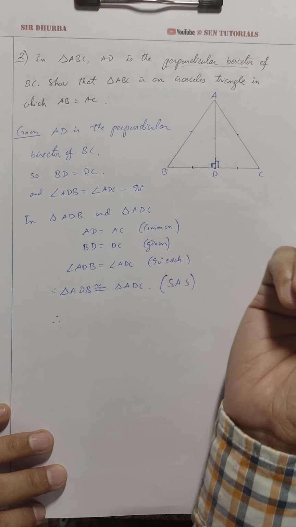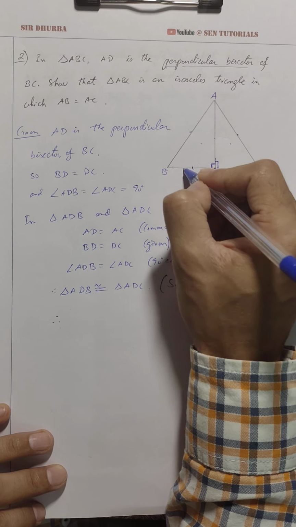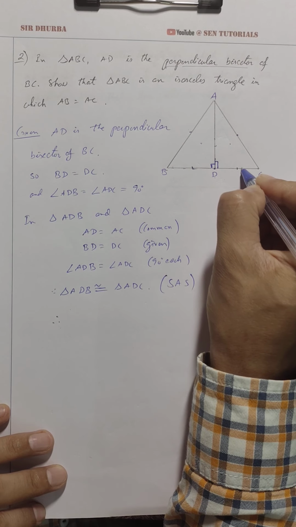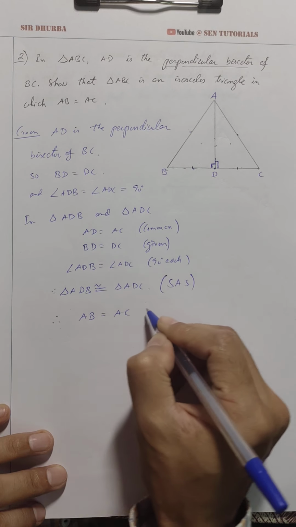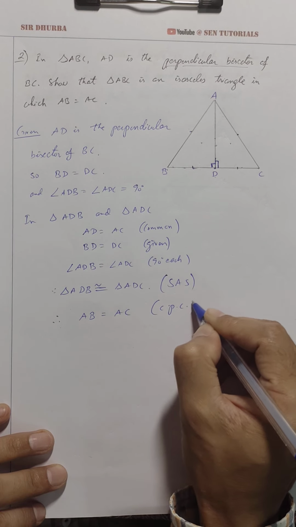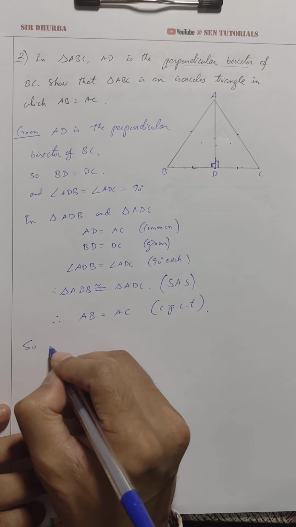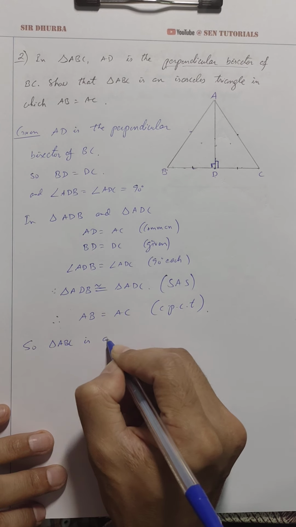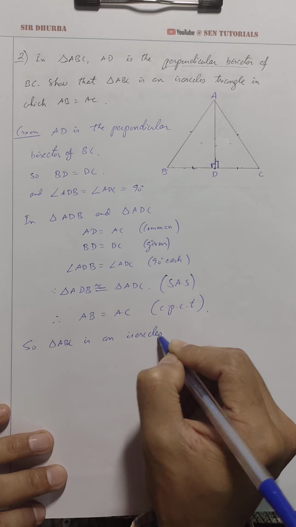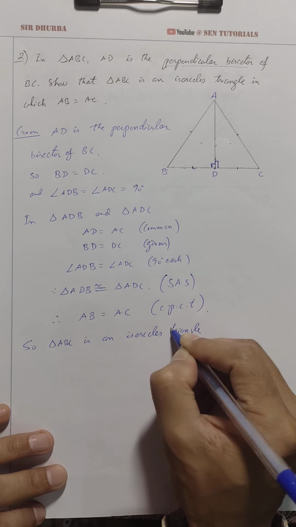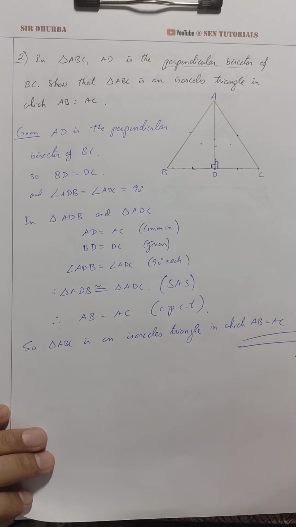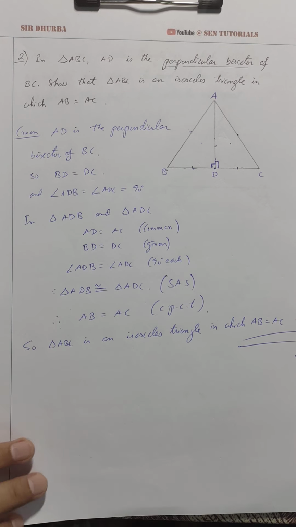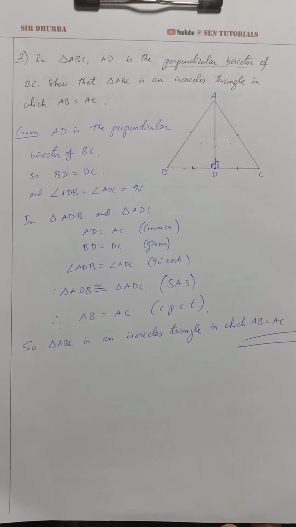So in that case, because these two triangles are congruent, the other parts will be equal, that is AB is equal to AC, corresponding parts of congruent triangles. So triangle ABC is an isosceles triangle in which AB is equal to AC. Simple proof. You can pause the video there and note it down.